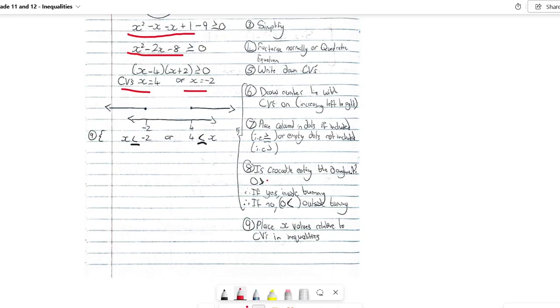So now that we have that, we ask ourselves the ultimate question: is the crocodile eating the donut or not? We're treating our inequality as the crocodile and the 0 as the donut. If the crocodile was eating the donut, if it was this way, which it isn't in our example, the line will be in between these 2 points. So it'll be inside its tummy, inside the 2 critical values.